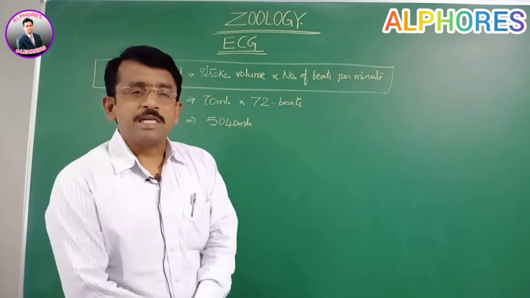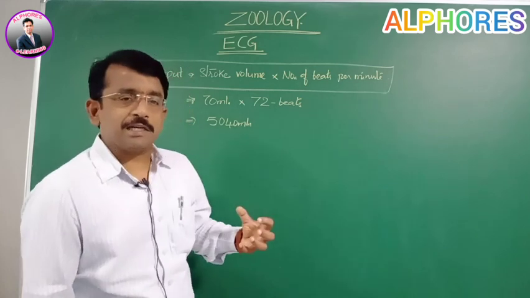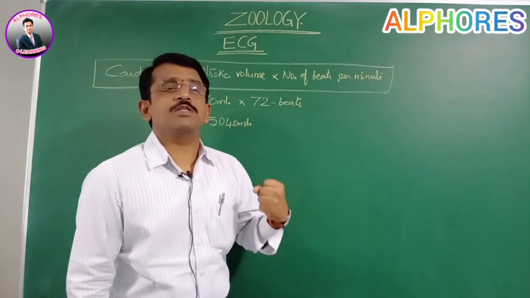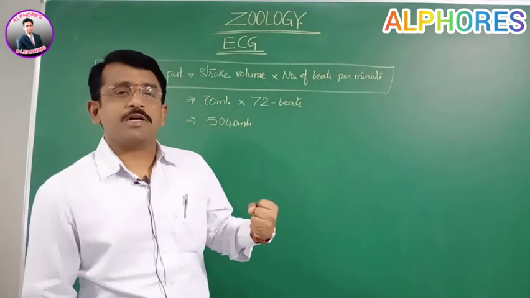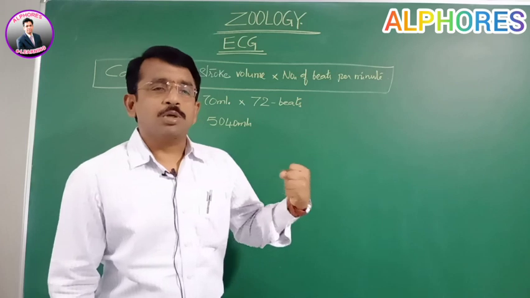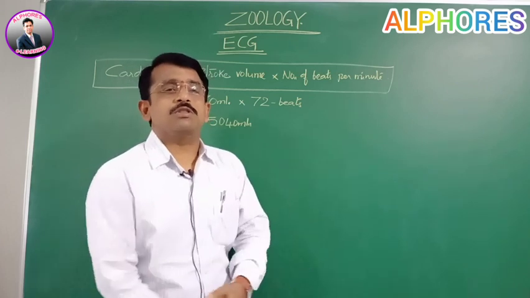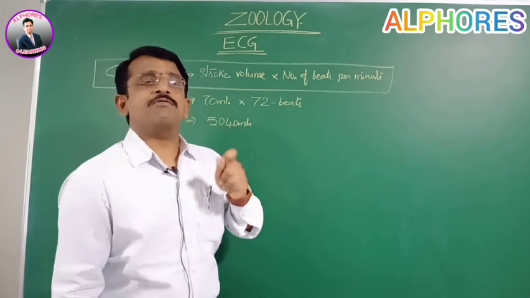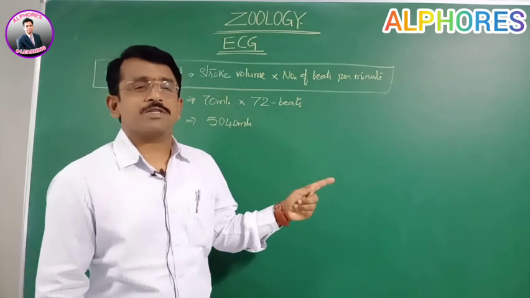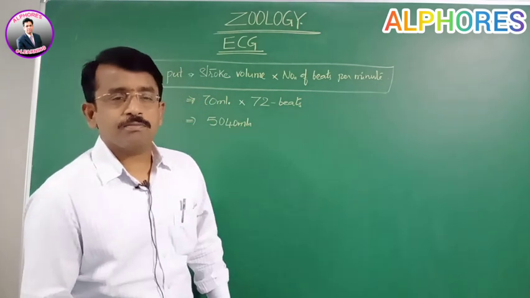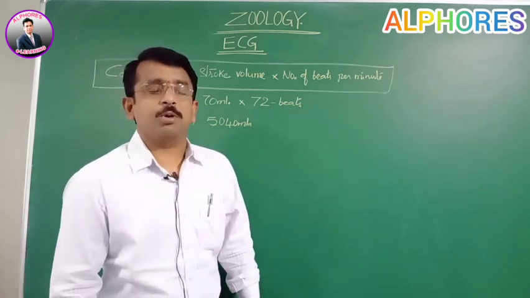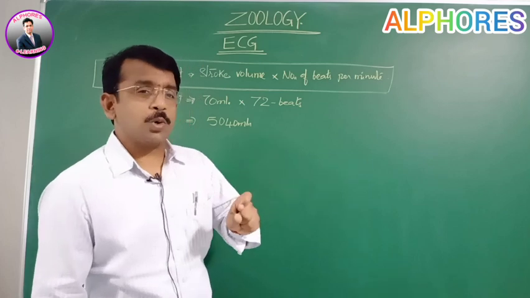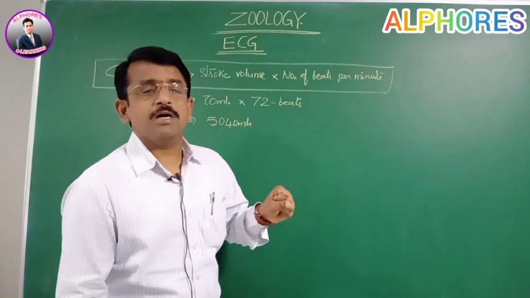Auto means self, that is, it is a self-conducting depolarization. An action potential is generated on its own. That's the reason why the pacemaker is said to initiate the heartbeat, generating action potential without involving external stimuli, which is said to be the autorhythmicity. The action potential depolarizes the heart for pumping of blood from the atria to ventricle, from ventricle to different parts, and collecting the blood from different parts into the atria. This is initiated by the SAN, sinoatrial node. And that's autorhythmicity.